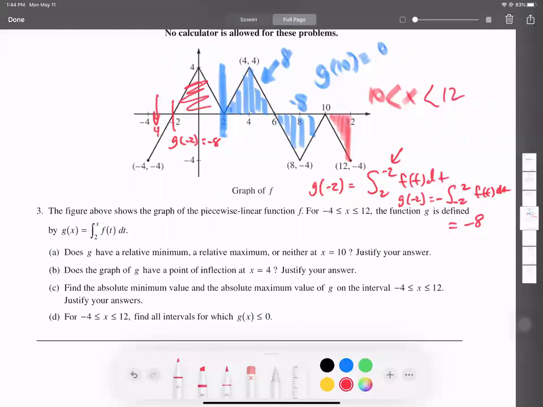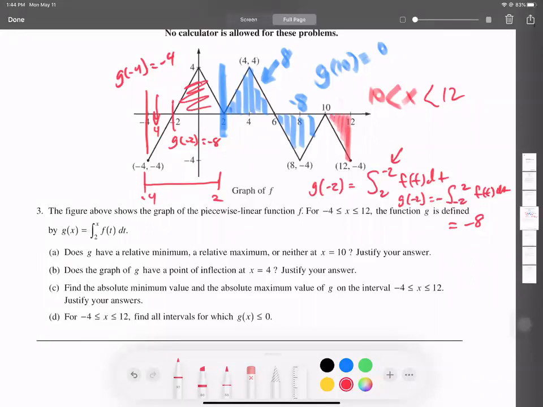So this is 4. So it's not enough to bring it out of the negatives. So g of -4 is equal to -8 plus 4, which is -4. So we're still going to be negative. So we're negative from -4 all the way to 2. Okay. So when is this negative? This is negative between -4 and 2, as well as from 10 to 12.